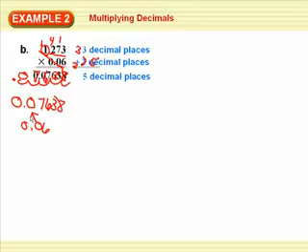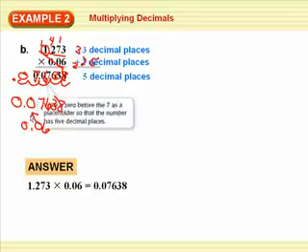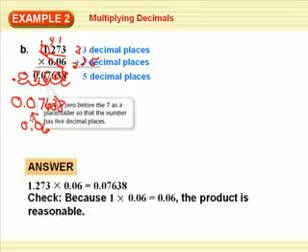They're talking about the decimal places, there's 5 of them, and then there's their answer, and then there's their check.